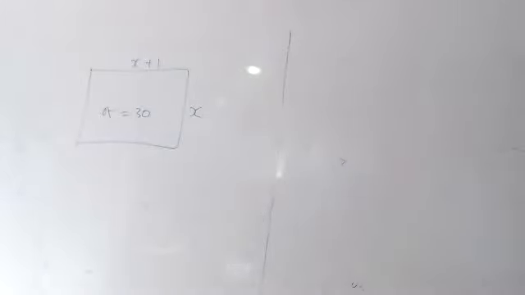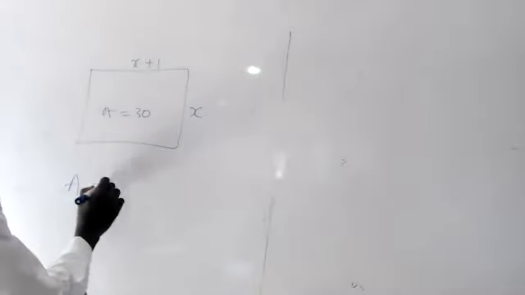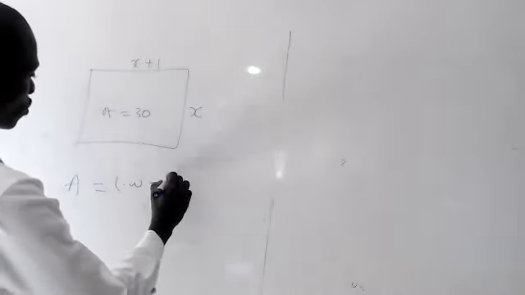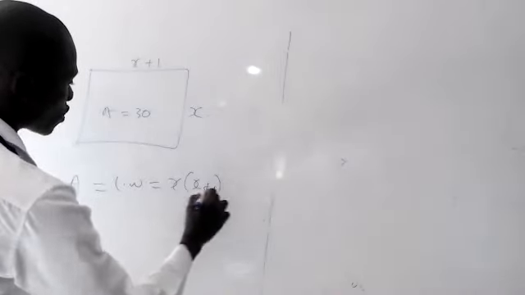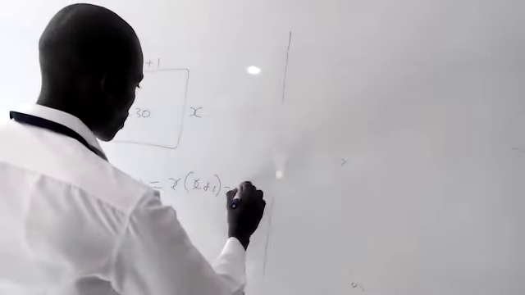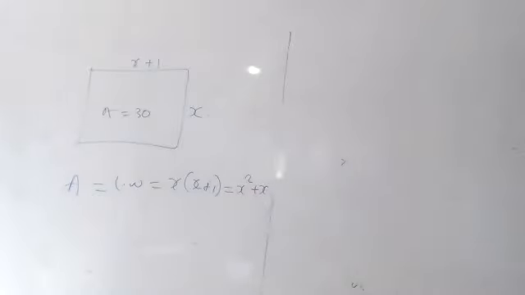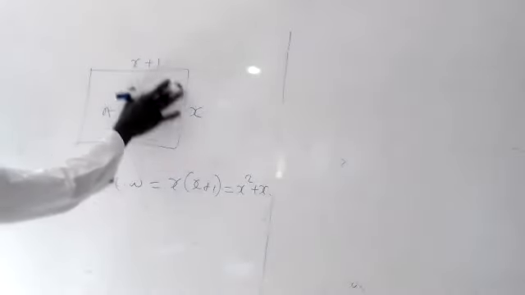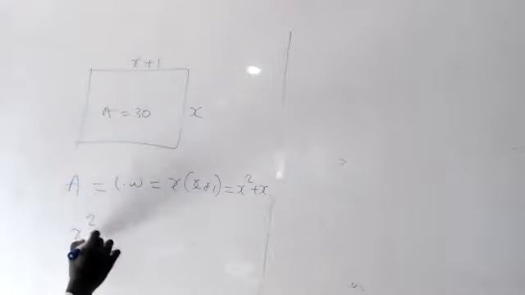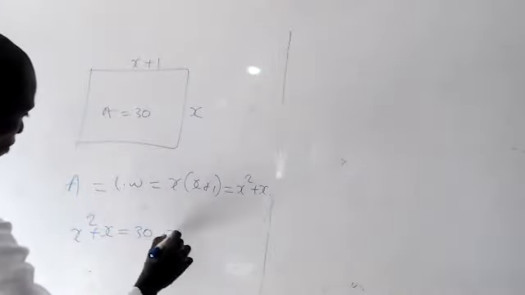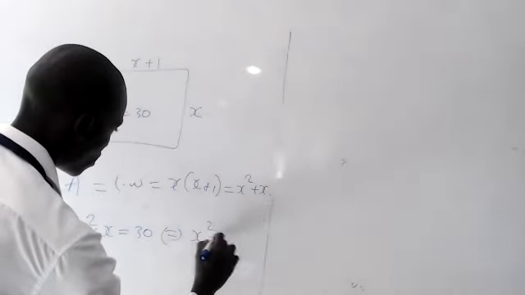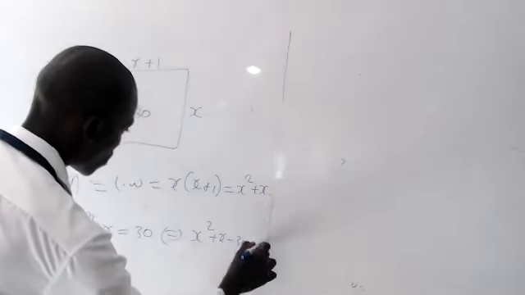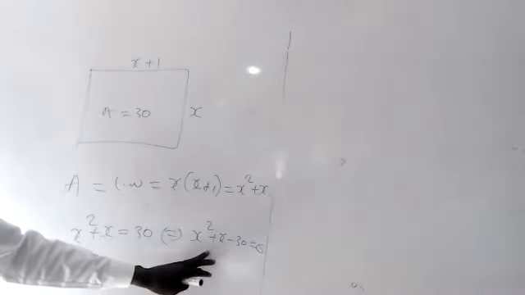The area is 30. Now you need to remember the formula for finding the area of a rectangle. How do you find the area of a rectangle? Width times the length. So in this case, you should have x times x plus 1. Now that gives you x squared plus x. Remember, you're told the area is 30. So x squared plus x is 30, which means x squared plus x minus 30 is equal to 0. That's a quadratic equation.